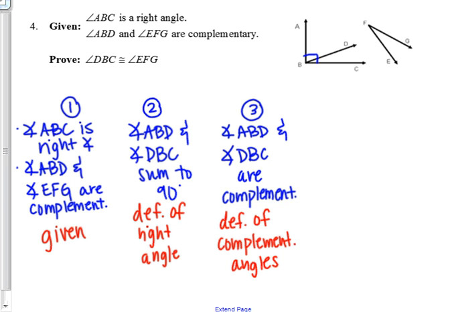All right, so I knew step 2 from that first part of my given. I knew step 3 from my step 2. And my step 4, it's actually my final step here. I knew that ABD and EFG were complementary, and then I finally proved that ABD and DBC were complementary. So if two angles are complementary to the same angle, those two angles are congruent. So I can finally say that EFG and DBC are congruent angles.